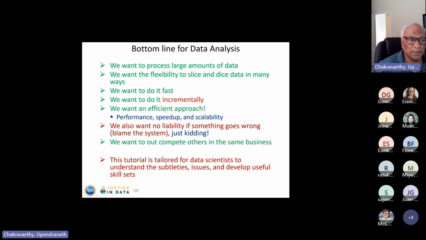We want an efficient approach. We measure that in terms of performance, speed up, and scalability. We also want liability if something goes wrong. So how many times have you heard somebody say, oh, this was a computer problem? And there's nothing like a computer problem, right? It's whoever developed the software did not develop it right. We want to outcompete others in the same business. So, okay.